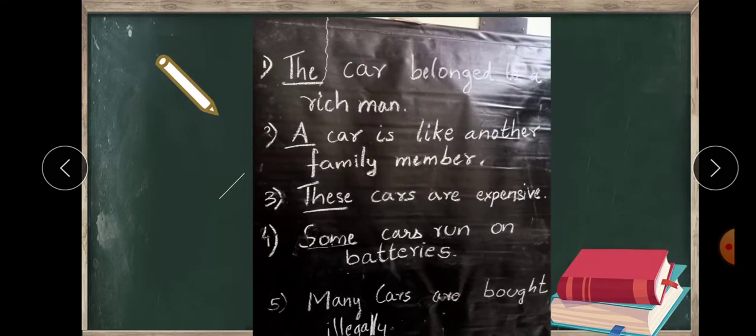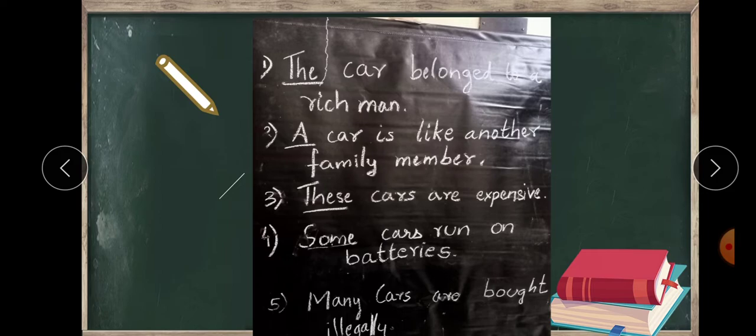Before moving on to the definition, let's read these sentences that I have given in the picture. The car belonged to a rich man. A car is like another family member. These cars are expensive. Some cars run on batteries. Many cars are bought illegally.